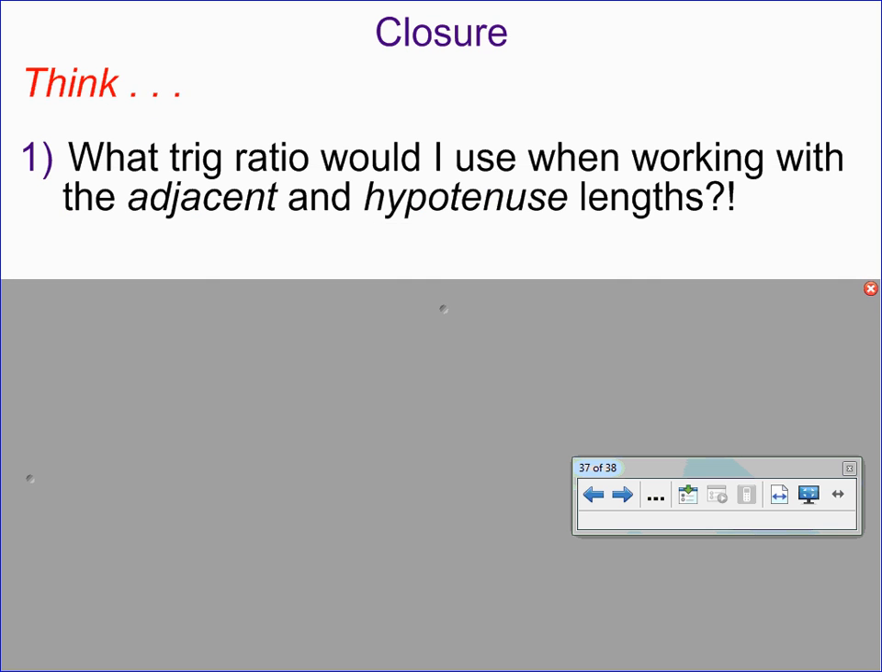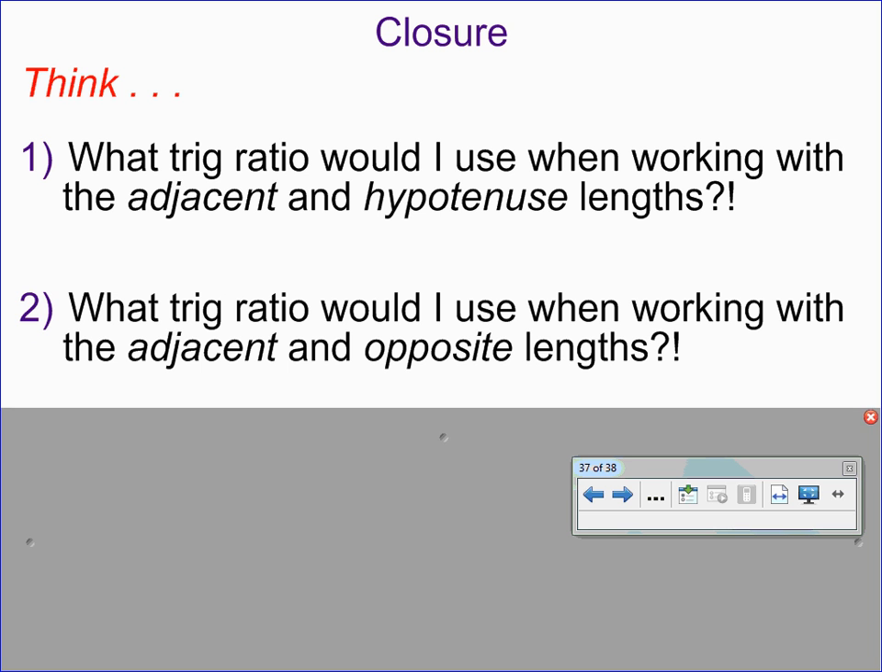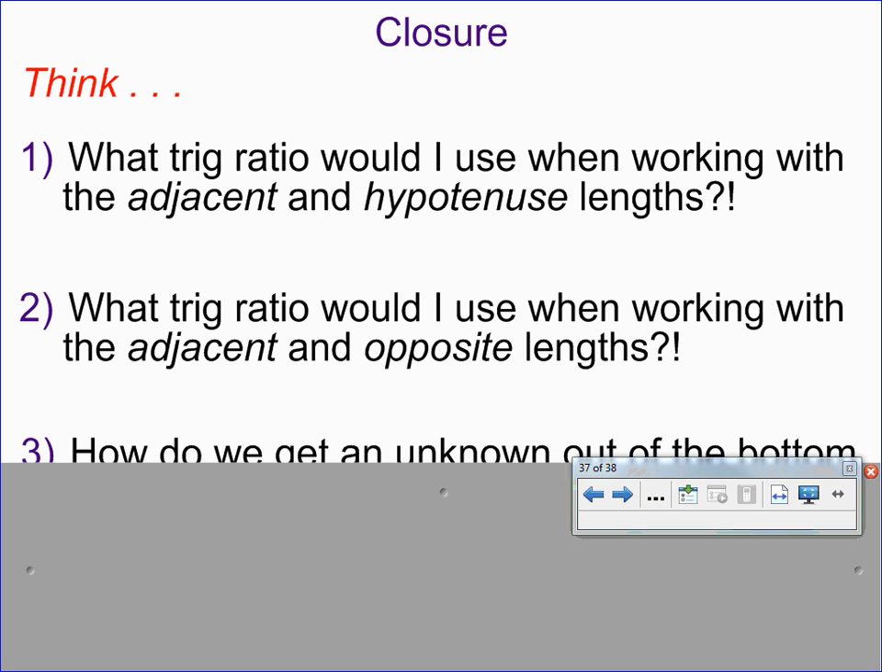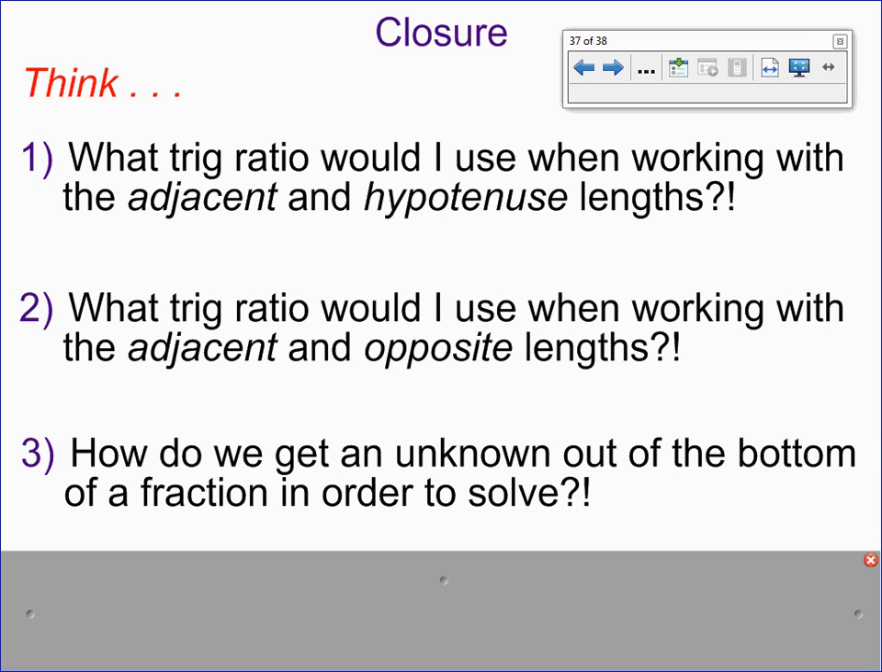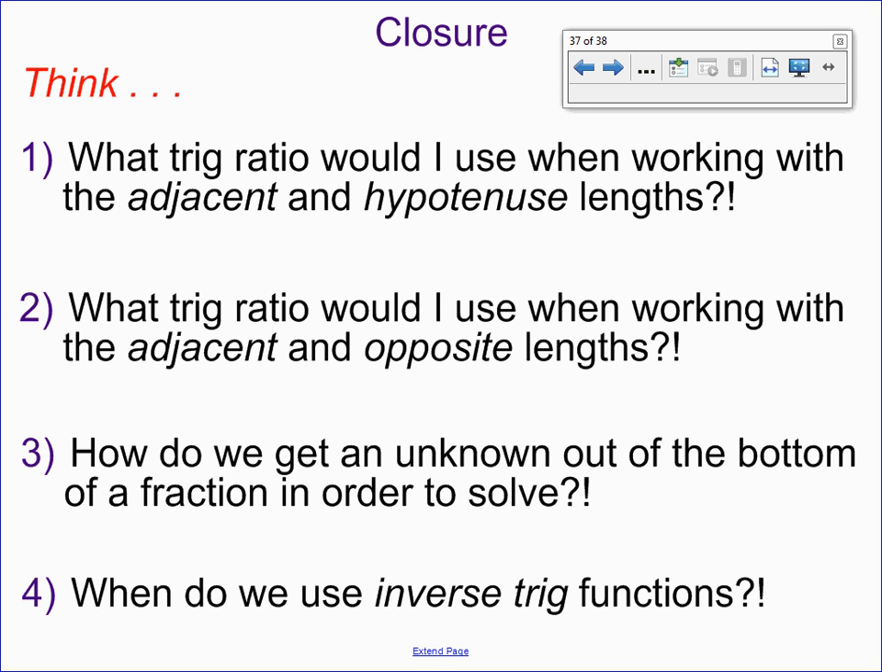Okay, so for our closure today, I want a written response from everybody. Don't say it out loud, and then I'll call on you to share with the class. What trig ratio would I use when working with adjacent and hypotenuse lengths? What trig ratio would I use when working with adjacent and opposite lengths? How do we get an unknown out of the bottom of a fraction, in order to solve? And lastly, when do we use inverse trig functions? Go ahead and write a response. If you're ready to share, I'm going to call on you in just a minute.